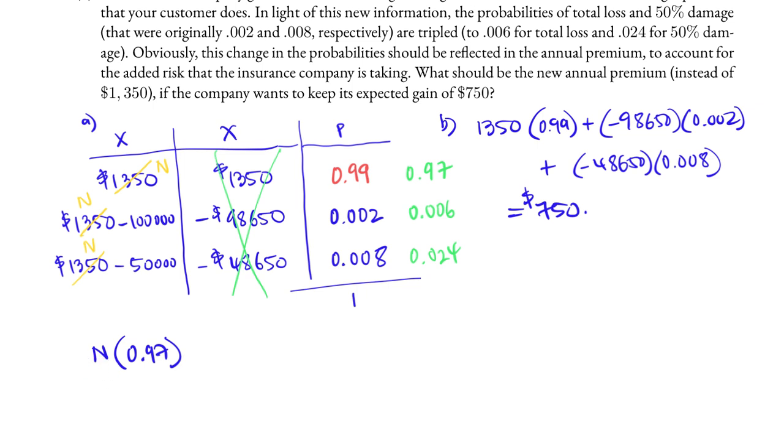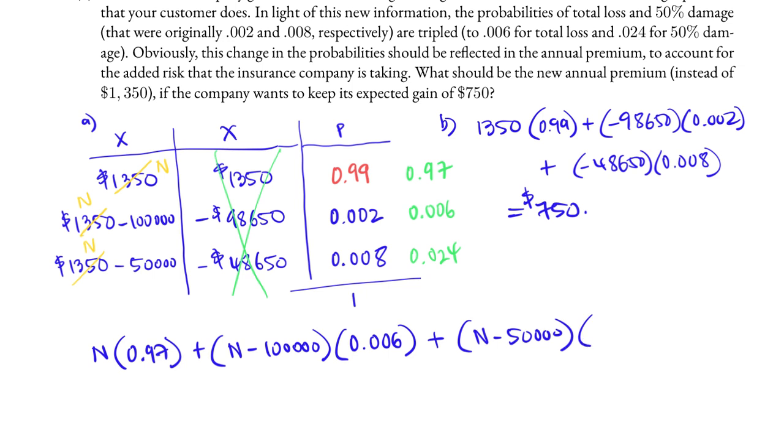N is the premium. This is what the insurance would gain if there is no damage, times the corresponding probability, plus the insurance would take N, the premium, and pay out $100,000 for total damage, times the corresponding probability, which is now 0.006, plus for 50% damage, the insurance will take the premium, which is again unknown N for now, minus 50,000, times the corresponding probability, which is now 0.024. And they want to keep the new expected value the same as the old, so it equals 750.